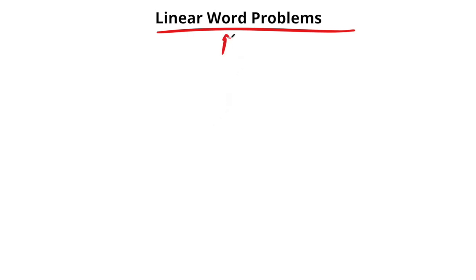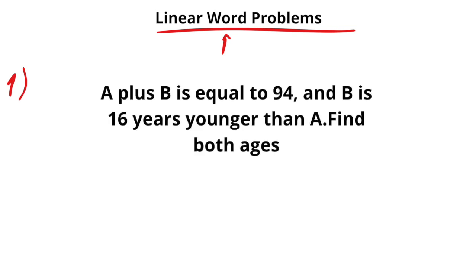So I have brought a bunch of cases, a bunch of exercises for you and me to practice. So let's start. I want you to listen to the problem statement and then we'll do it. If a plus b is equal to 94 and b is 16 years younger than a, then find both ages. How do we do that?